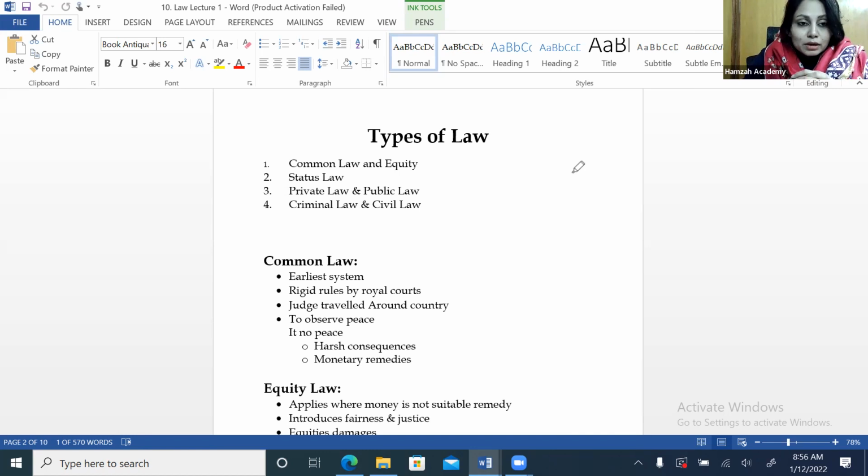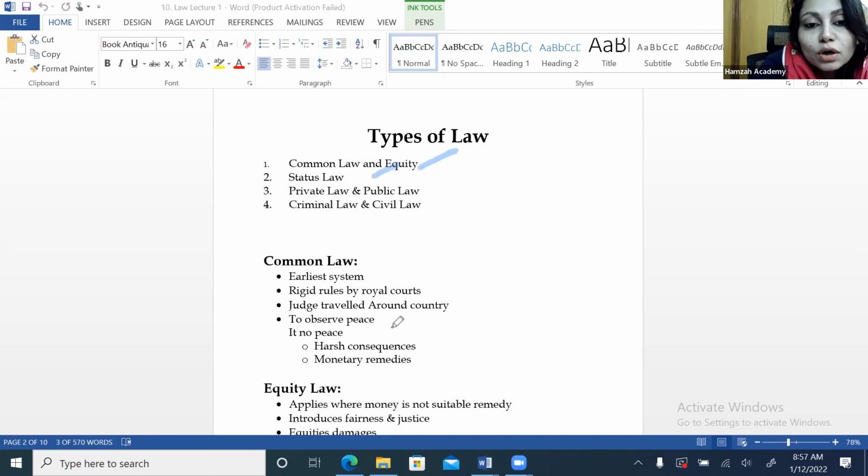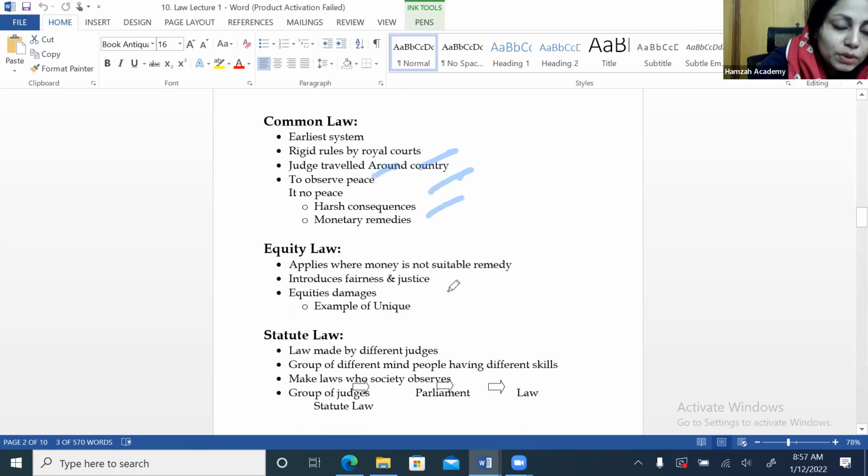Okay, our area of study is law, the formal control mechanism. Now we understand why we need law, right? And now we are going to study the types of law. First is common law and equity. Second is statute law. Third is private and public law. And fourth is criminal and civil law, right? Okay. What are these laws?